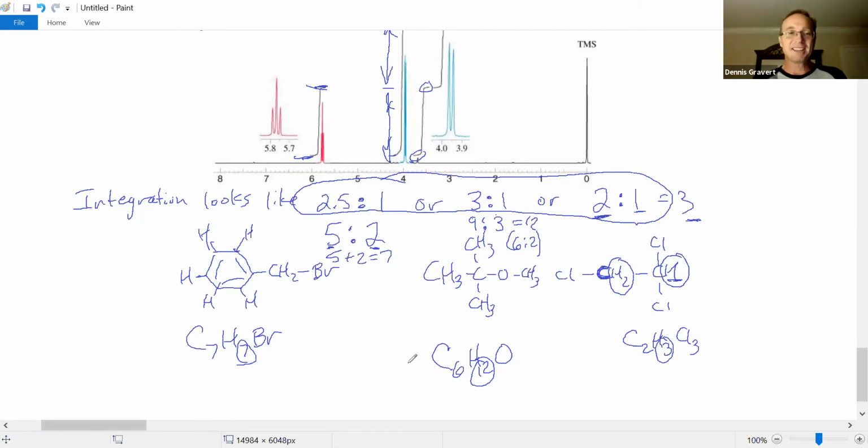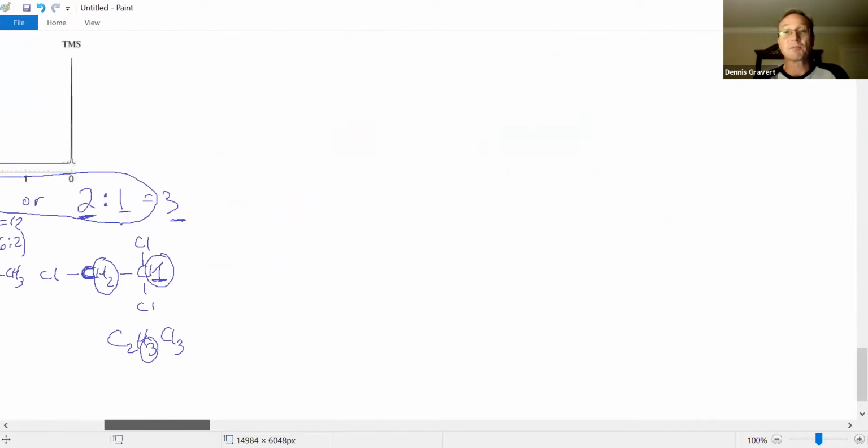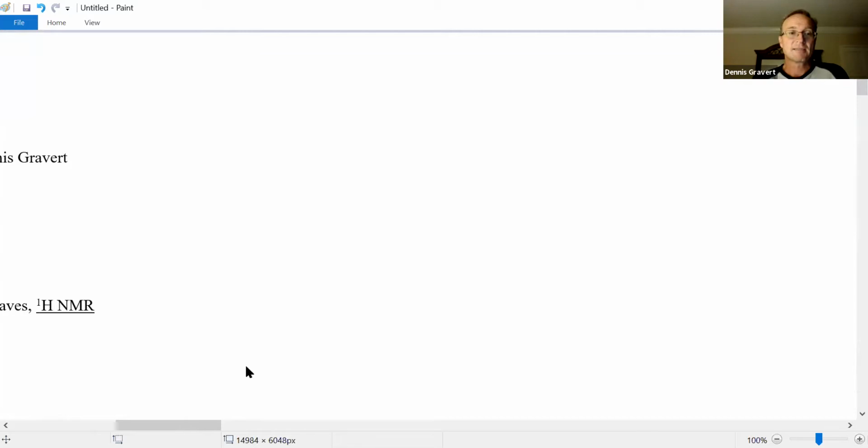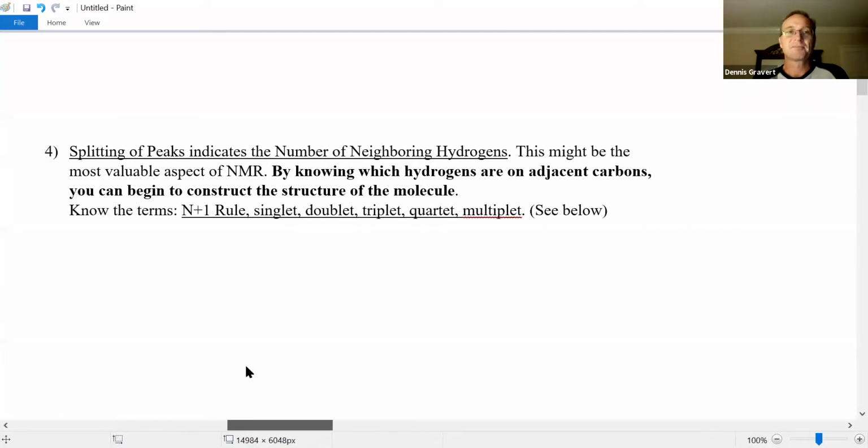All righty, enough of the integration or intensity of peaks. Really important, but perhaps even more important is this new phenomenon called splitting. Splitting of peaks indicates the number of neighboring hydrogens. That actually might be the most valuable aspect. I'm reading right off the slide here because we're trying to figure out what the molecule looks like. So it would be really helpful to figure out, if you have some hydrogens, who is right next door to them? How many hydrogens are adjacent to these hydrogens? And splitting gives you that information.